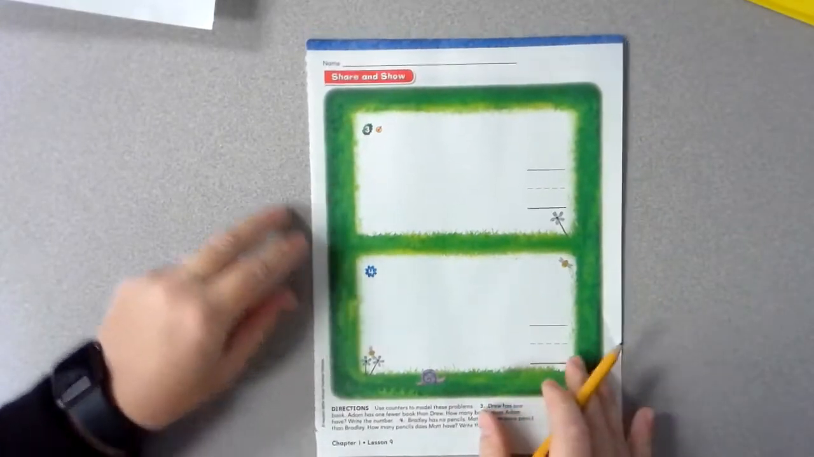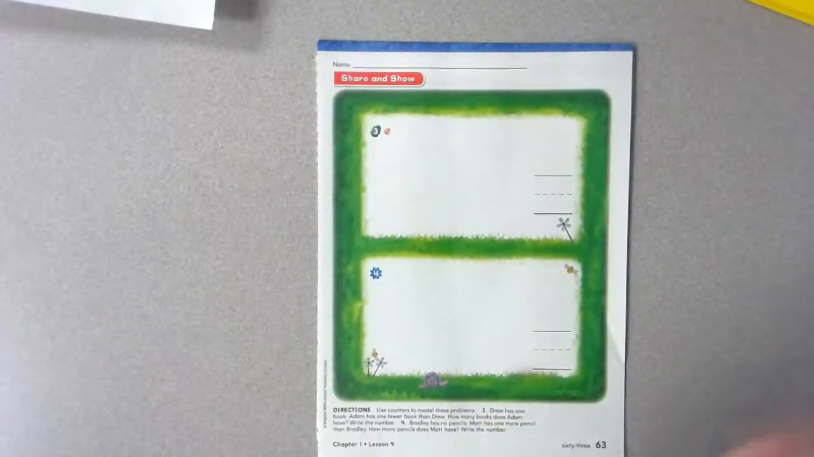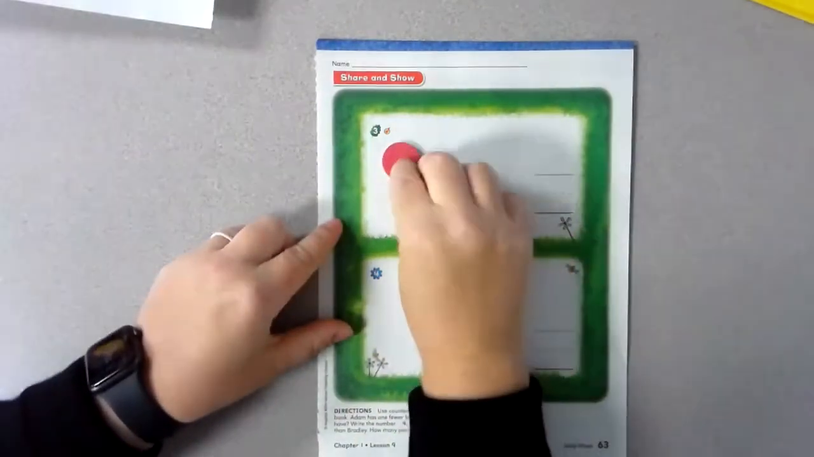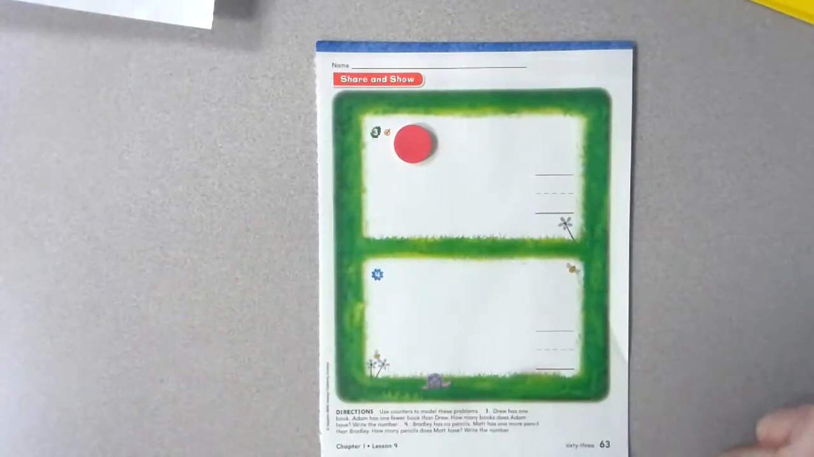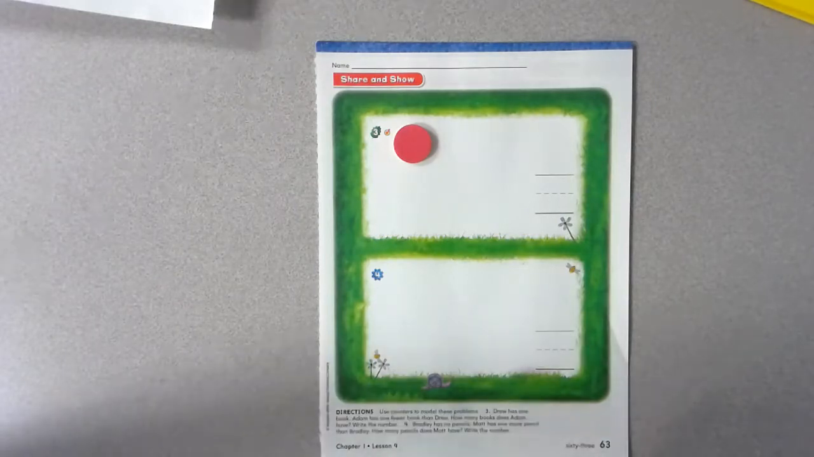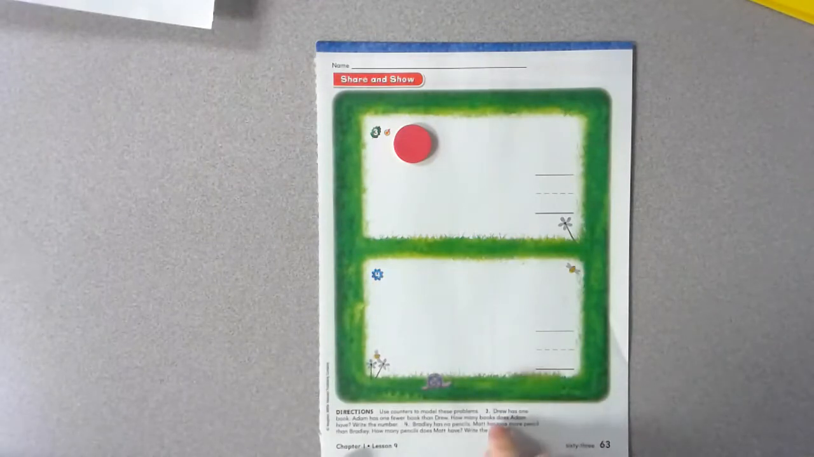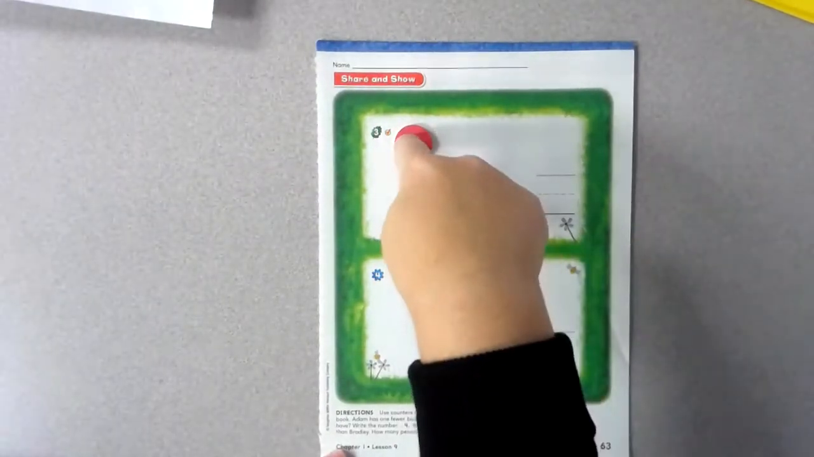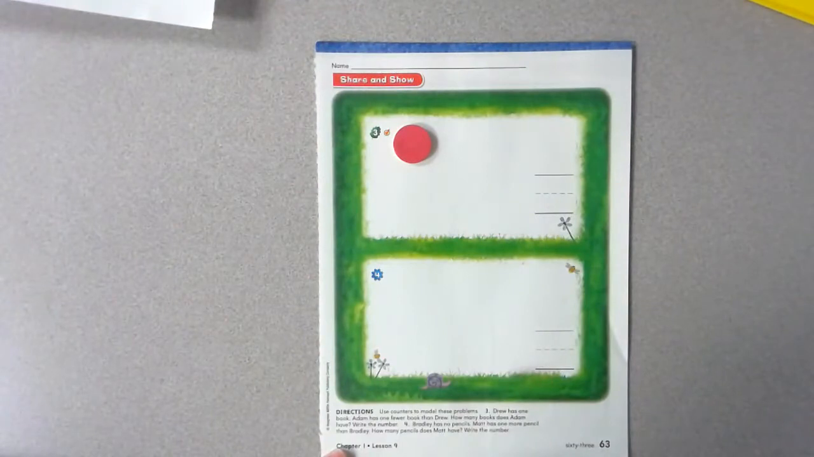And then we go to our next page, 63. Looks like this. Drew has 1 book. We're going to use our counters again. So Drew has 1 book. Adam has 1 fewer book than Andrew. Oopsies, than Drew, not Andrew. I have a friend named Andrew that I call Drew, so I got that mixed up. So Drew has 1 book. Adam has 1 fewer book than Drew.